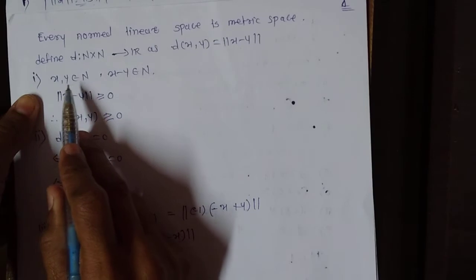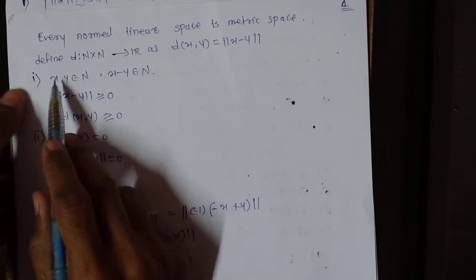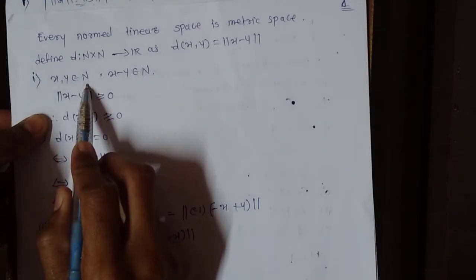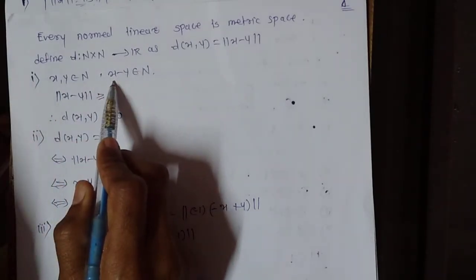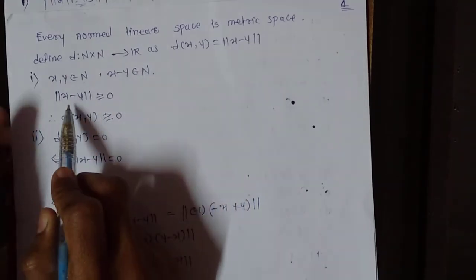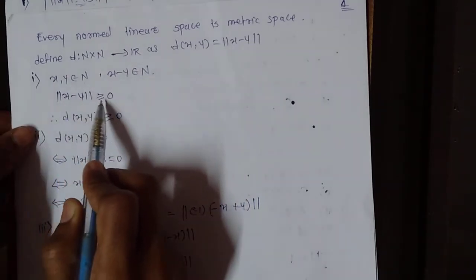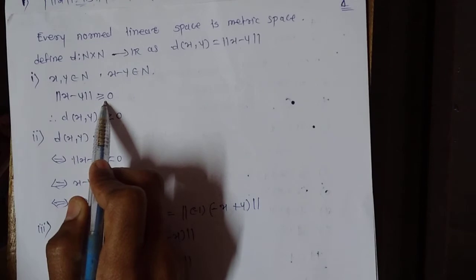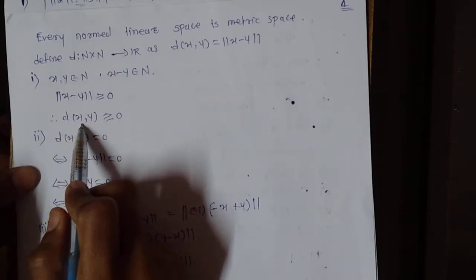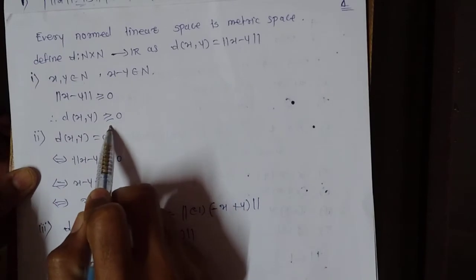Let us check the first property, non-negativity. For any elements or vectors x, y belonging to N, x minus y belongs to N. That means the norm of x minus y is greater than or equal to 0. This is a trivial property, and therefore the distance between x and y is greater than or equal to 0.